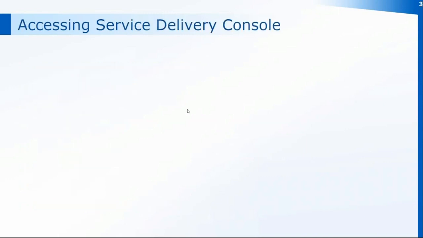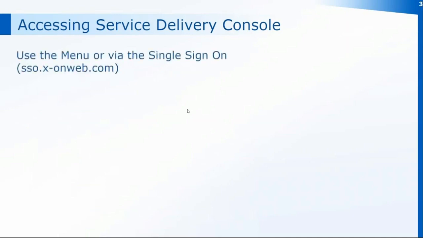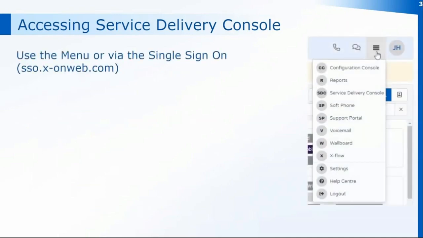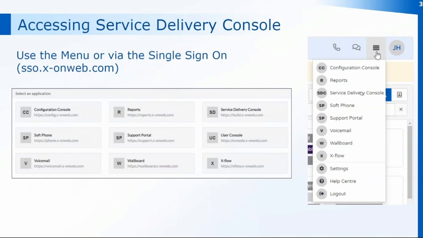So to access the service delivery console, if you've already logged into the user console, you can use the menu at the top right hand side of the user console. So that's the three lines just next to your initials. When you click on the menu there, you'll get shortcuts to the other consoles that you have access to, and you can then select the service delivery console from the menu next to your initials. Alternatively, from the single sign-on screen when you first log in, you can go straight to the service delivery console by selecting the box on the screen there.